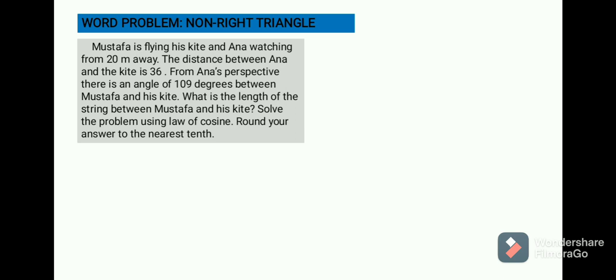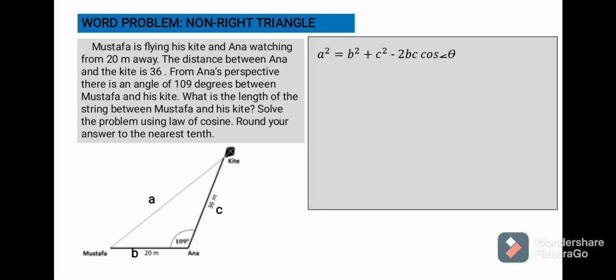So, let's draw a figure that will represent our problem. So this is our figure. Label the side opposite to the given angle with a, label the distance of Mustafa from Anna as b, and c is the distance of Anna and the kite. Since we are looking for the side of the triangle, we need to use this formula: a squared is equal to b squared plus c squared minus 2bc cos theta. Then substitute. b is equal to 20, c is equal to 36, and the given angle is 109 degrees.